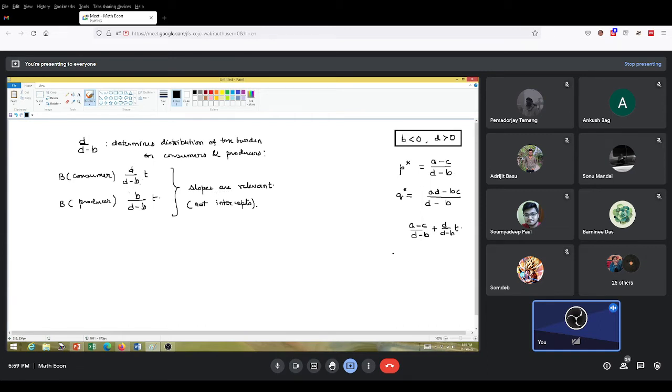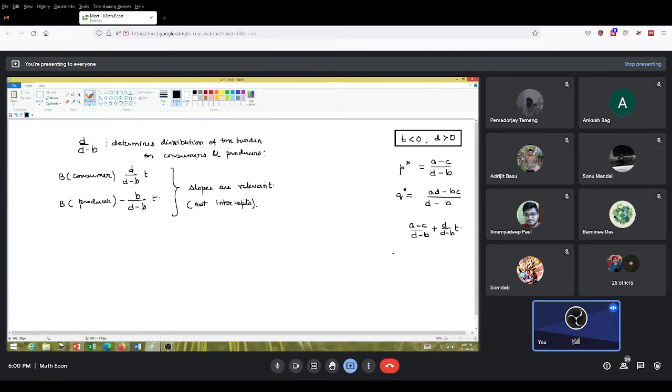And if you add them, what will happen? In fact, this is minus, remember? Sir, it will be T. It will become T. Okay. And as you can see, the exact distribution of the tax burden will depend upon the relative slopes of the demand and supply curve.